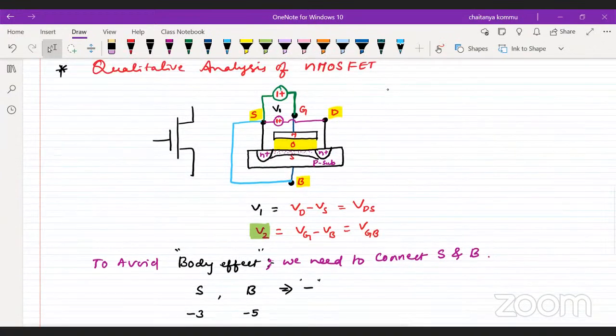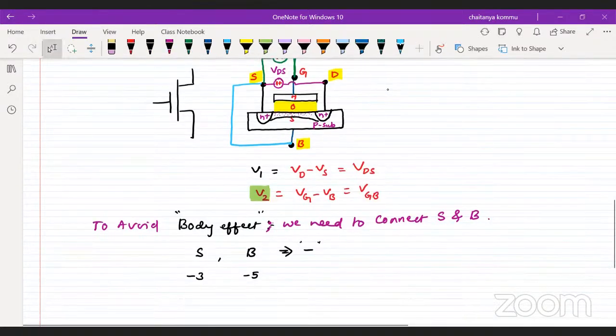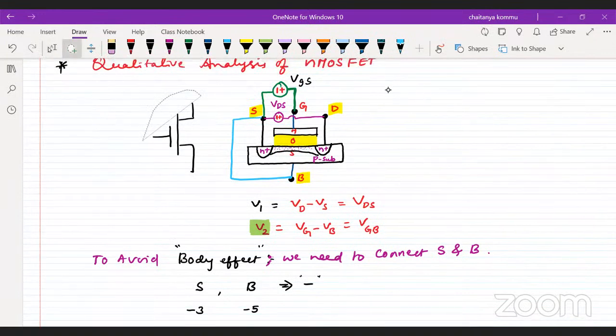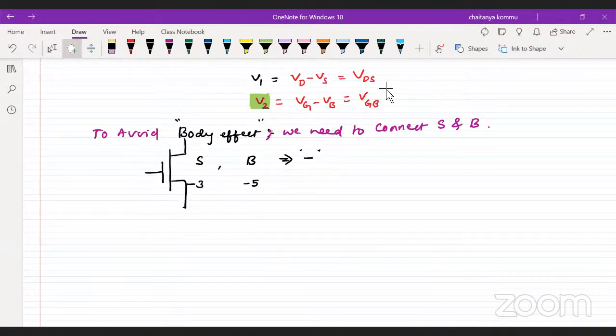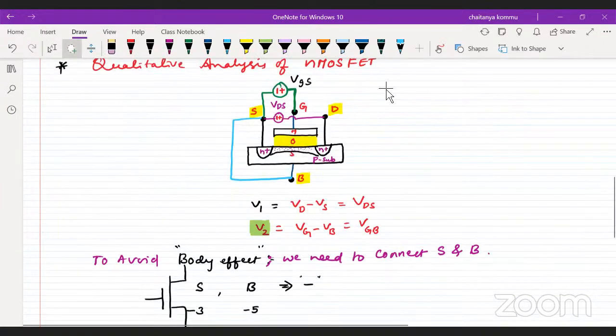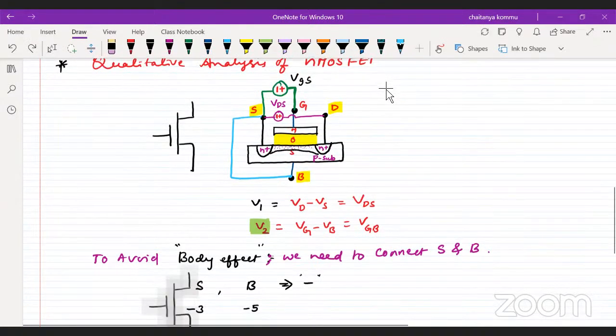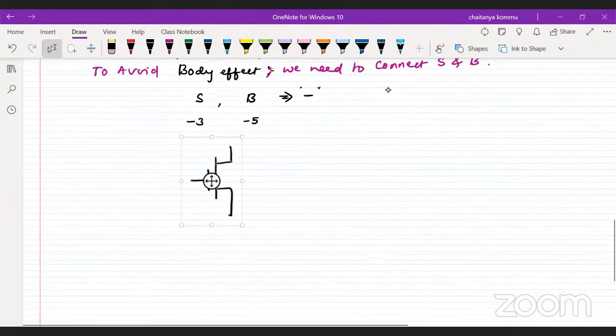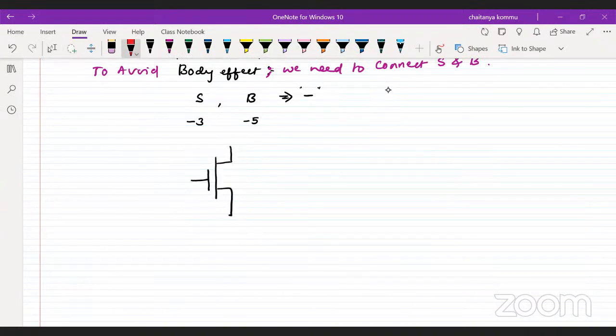Agreed? So now I can write this as VGS. And instead of calling this V1, what can I call it? It is called VDS. Let us consider this is the terminal, the symbolic representation. We have a bulk here, and bulk and source must be at the same potential.